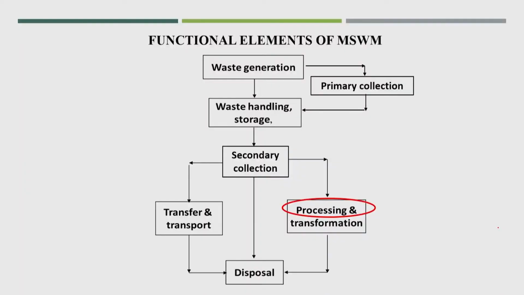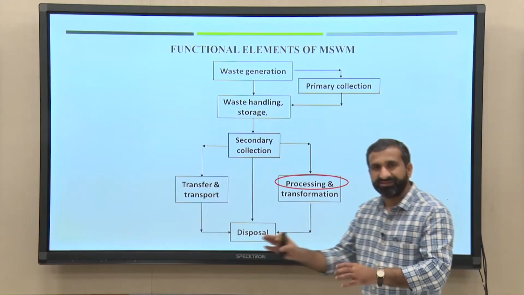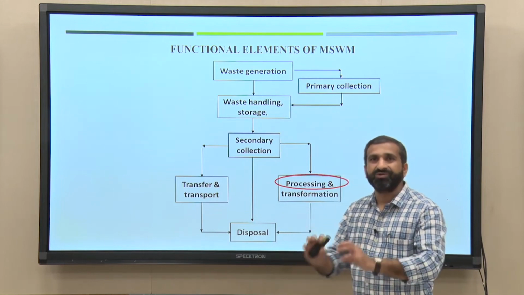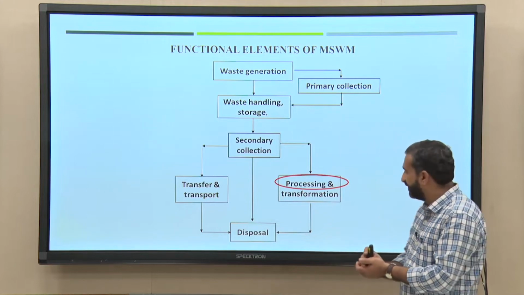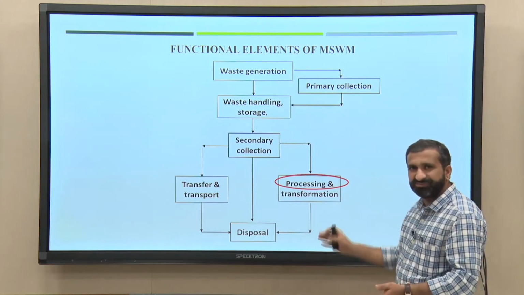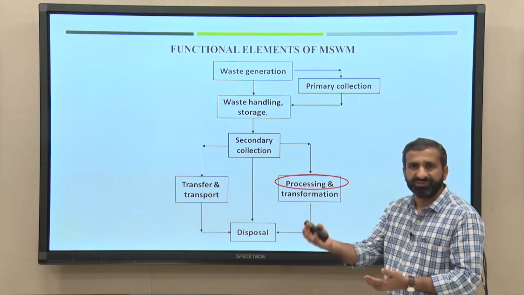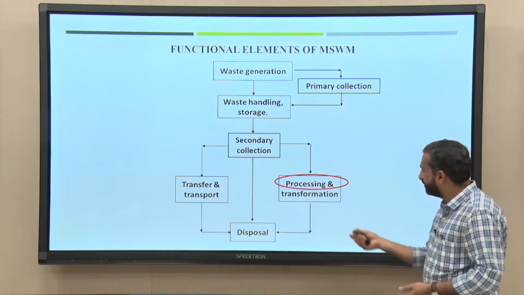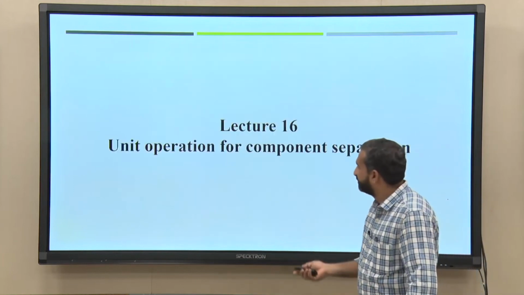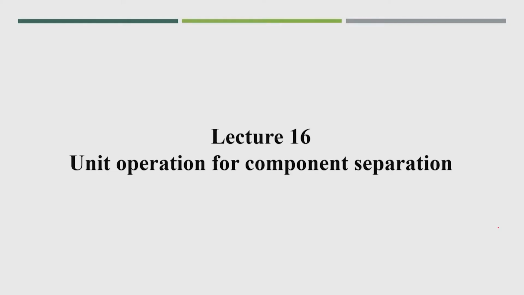Once we finish recycling, the similar dry waste will also be utilized for the treatment process, especially the chemical treatment process, where we will talk about combustion or incineration of that dry waste. Followed by that, in the transformation we will talk about the treatment of wet waste: composting, vermicomposting or anaerobic digestion methods. So, first we will focus on processing. This lecture is majorly on the unit operations for component separation.